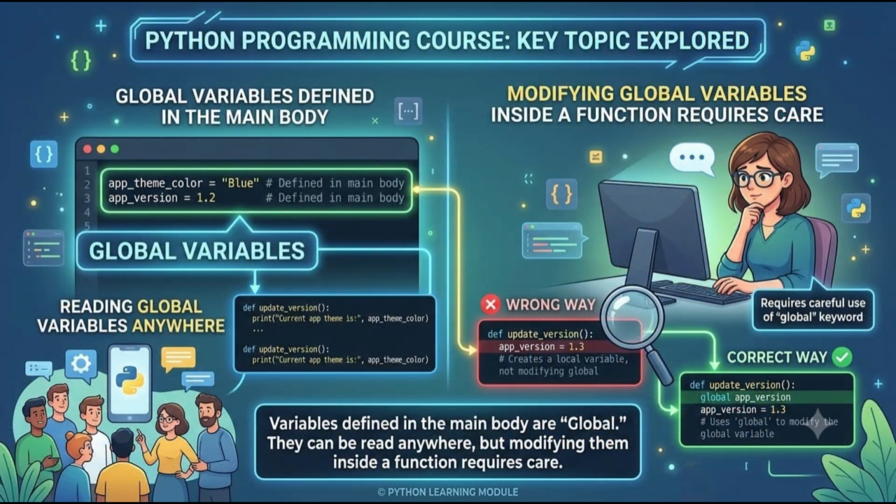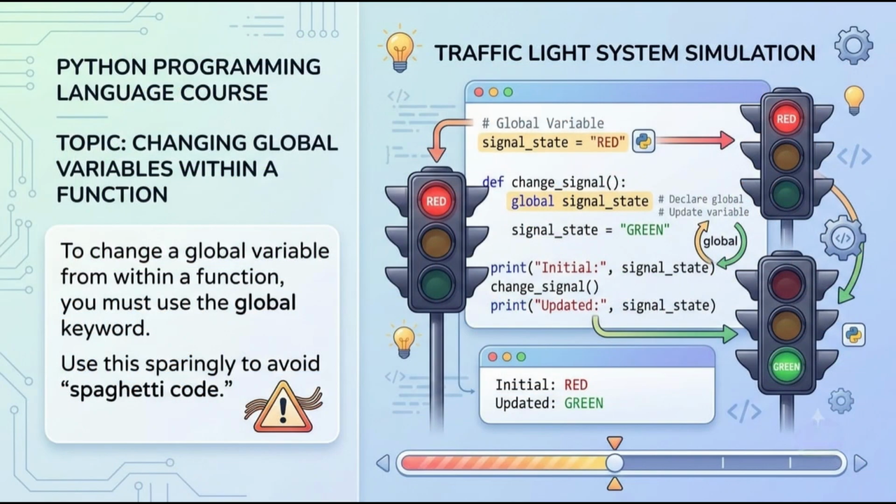Variables defined in the main body are global. They can be read anywhere, but modifying them inside a function requires care. To change a global variable from within a function, you must use the global keyword. Use this sparingly to avoid spaghetti code.